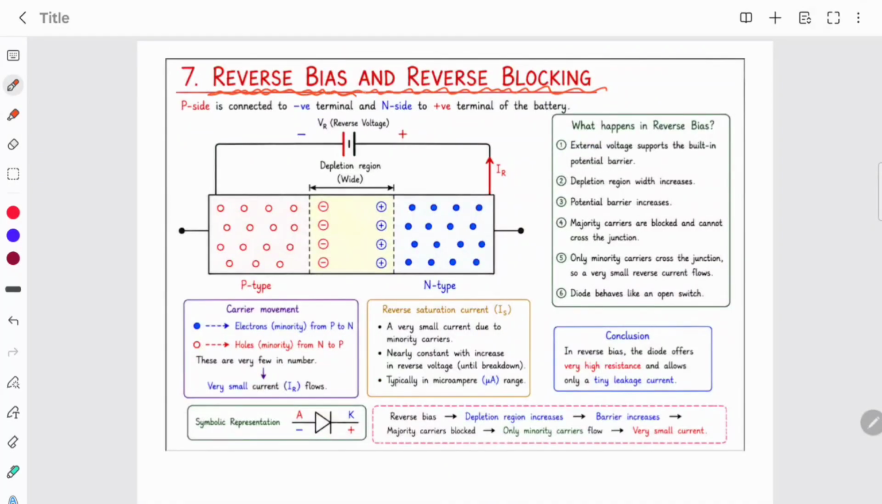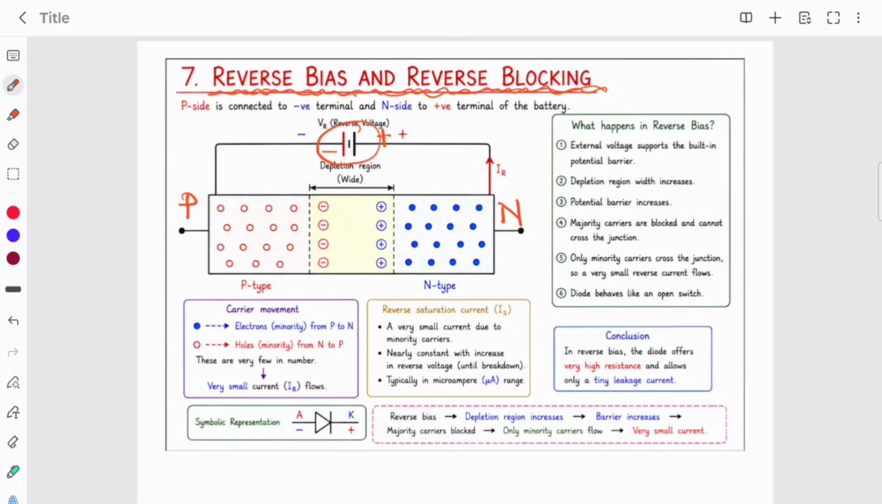Now, reverse bias and reverse blocking. So let's reverse the battery connection. Here we have connected this battery in the reverse bias condition. In this condition, the positive terminal is connected to the N side, and the negative terminal is connected to the P side. So this is called reverse bias. Now the behavior of the diode changes completely.